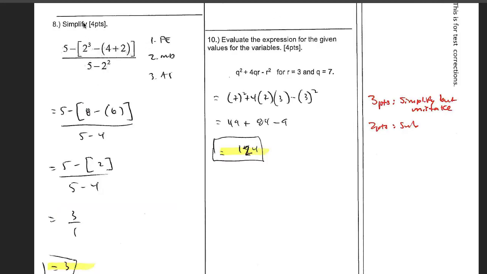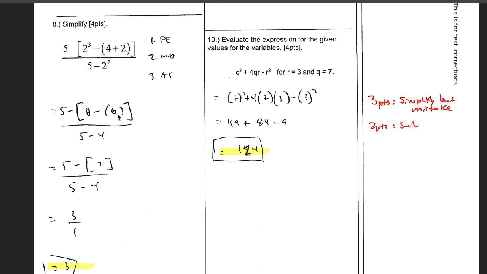Question number 8 tells you to simplify. You have a big problem here. This is an order of operations problem. It's called simplifying an expression. There's no equal sign. Right away I'm writing PEMDAS, and P stands for the parentheses, so I'm going to use the innermost grouping symbol. So you have a set of brackets here, and then you also have a set of parentheses. So you're going to do the parentheses first.